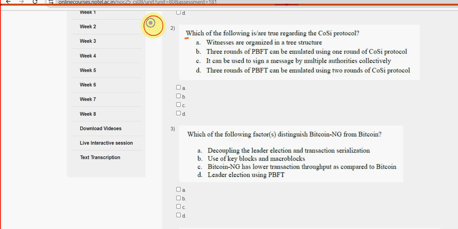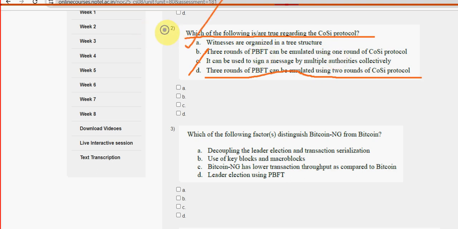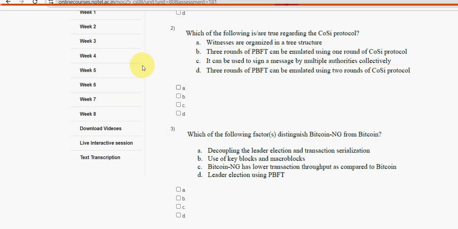So second question, which of the following is/are true regarding the CoSi protocol? For the second question, we have got three probable solutions. Option D, 3 rounds of PBFT can be emulated using 2 rounds of CoSi protocol. Option A, witnesses are organized in a tree structure. And the other one is option C, it can be used to sign a message by multiple authorities collectively. So mark options A, C and D.